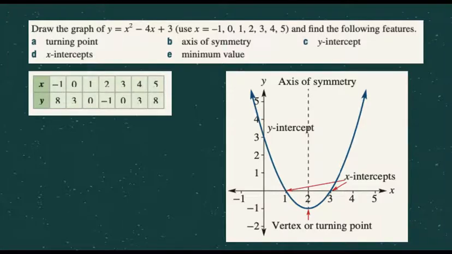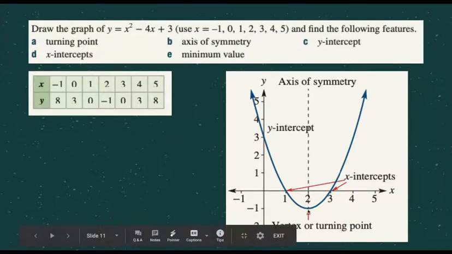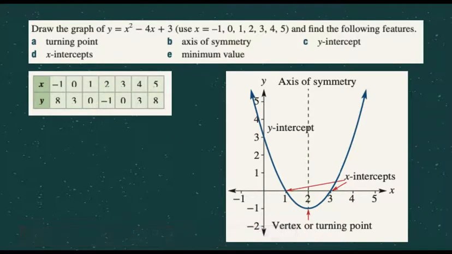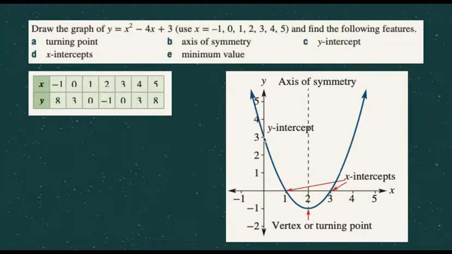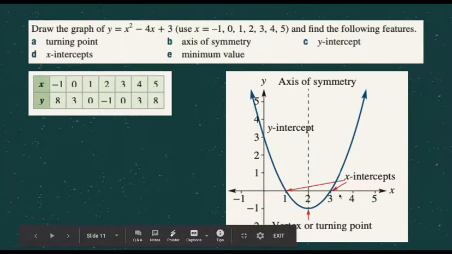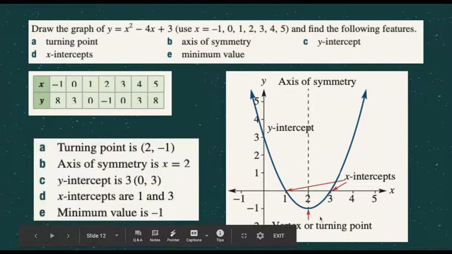We are now going to find the following features. The first one is the turning point. As you can see right here, this is the turning point, which is (2, -1). The axis of symmetry right down the middle is where x equals 2. The y-intercept, as you can see here, is (0, 3). And the x-intercepts are 1 and 3. These are the points where it crosses over the x-axis. The minimum value you will find is -1, and that's at the turning point. This is the lowest point of our graph.